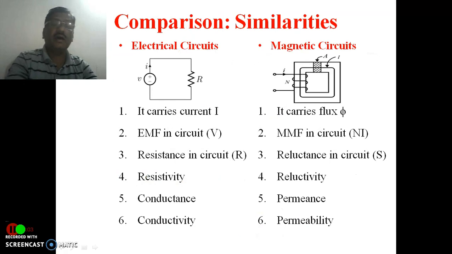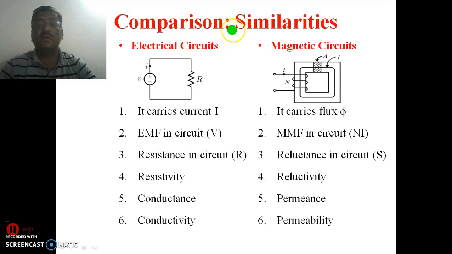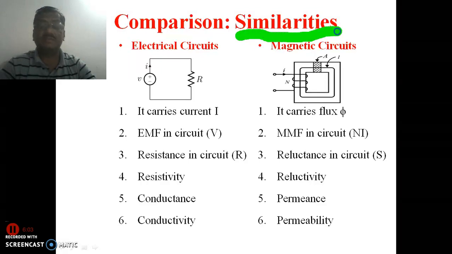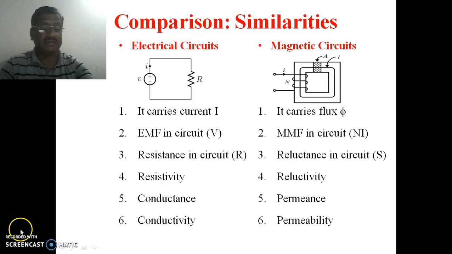Then here I have the second part, that is comparison. Here we have considered the comparison of the electrical circuit and magnetic circuit. I have divided this particular topic into two groups. One is the similarities of the electrical circuit and magnetic circuit, and the second is the differences between the electrical circuit and magnetic circuit. Now I will start the discussion of the similarities of the electrical circuit and magnetic circuit.